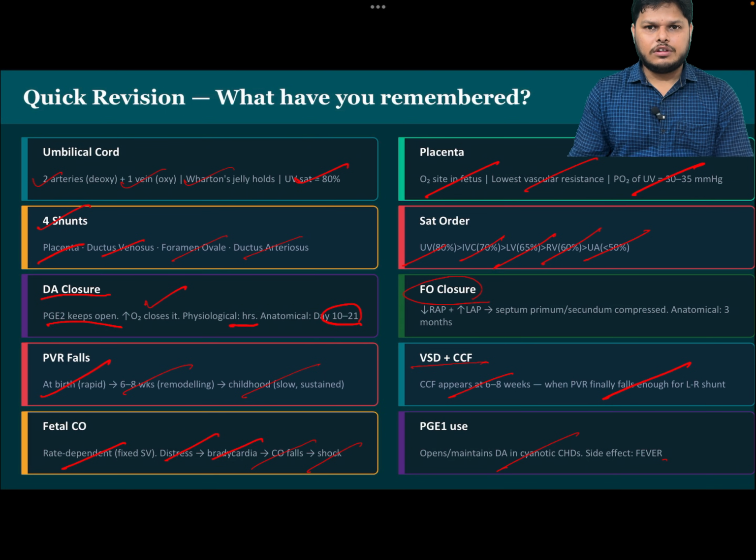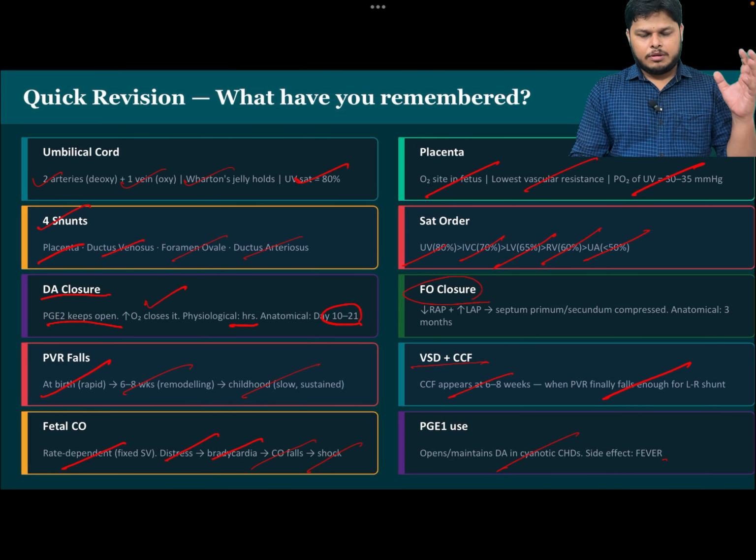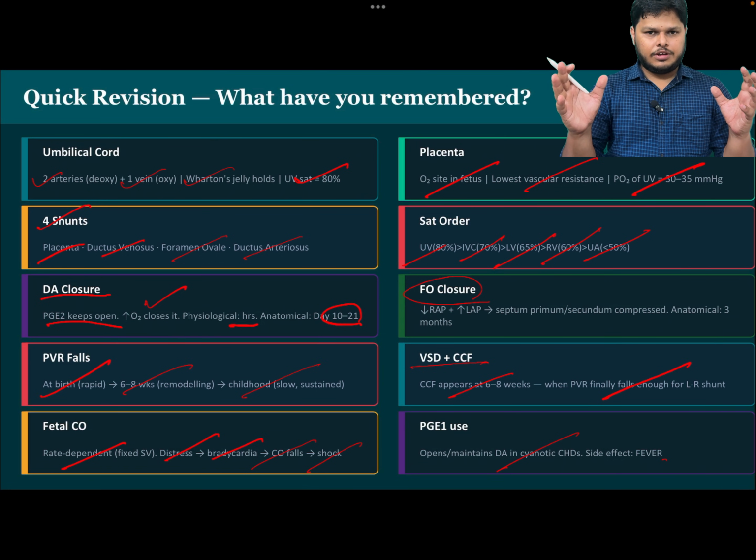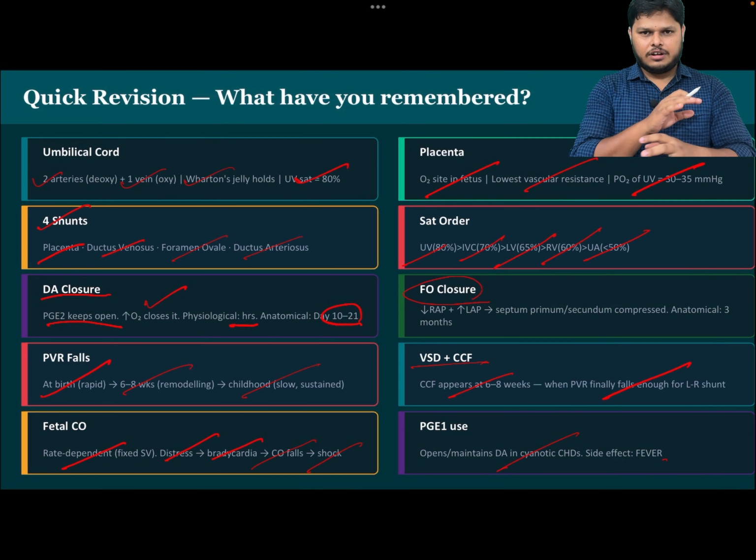Now focus on fetal circulation. Close your eyes, revise it once. From the placenta, how it comes to the fetus. From the fetus, how it comes to the placenta. How the entire circulation works. Okay, so that's it for fetal circulation.